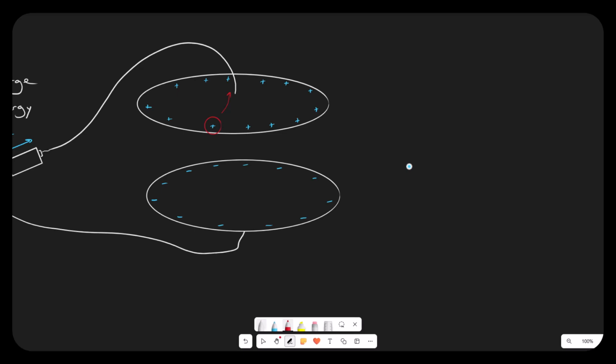Also, that positive sees all these negatives on the plate below it, and it's still going to be attracted to that. So we have a desire to go back, we have this battery that's trying to keep us on that plate, and we have an attraction between these. And together, there is some kind of a balance point where the charge on this plate will be steady, and the charge on this plate will be steady. And that's kind of our saturation point of that conductor.